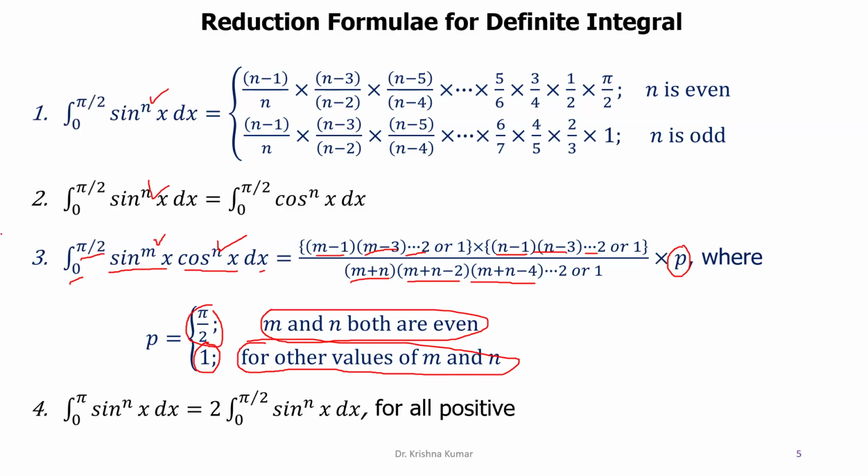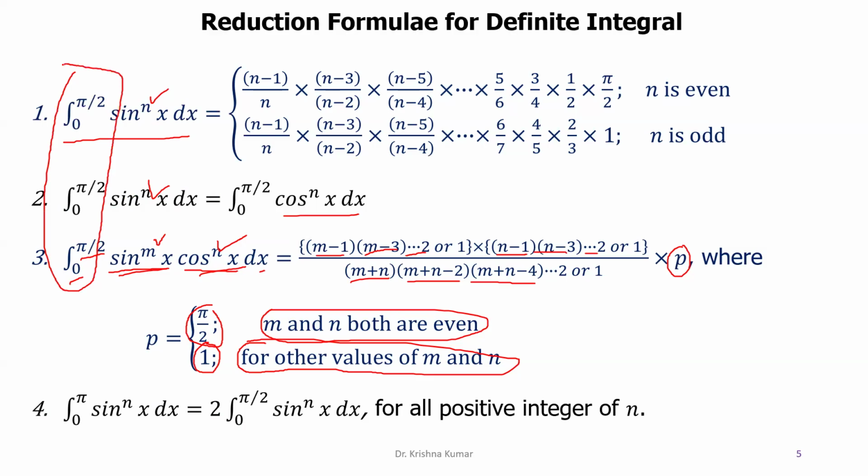Now the sixth formula. We have already seen the reduction formula of sine to the power nx, cos to the power nx, or sine to the power mx cos to the power nx. These are applicable when the limits are 0 to pi by 2. Now what will happen if the limit is 0 to pi? There is one more formula for integration of sine to the power nx with respect to x.